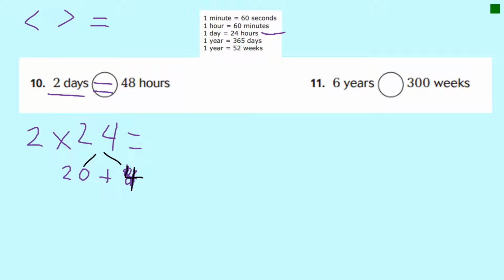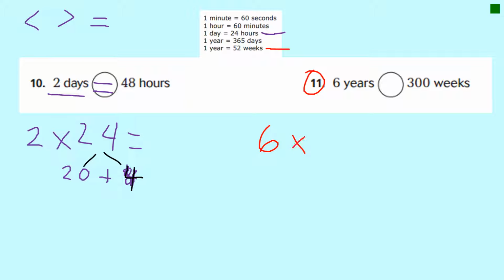All right, now we're going to compare 6 years to 300 weeks. So this is number 11. 6 years compared to 300 weeks. Let's see, years to weeks. Looking at the chart. Do you see it, boys and girls? There it is. 1 year is 52 weeks.